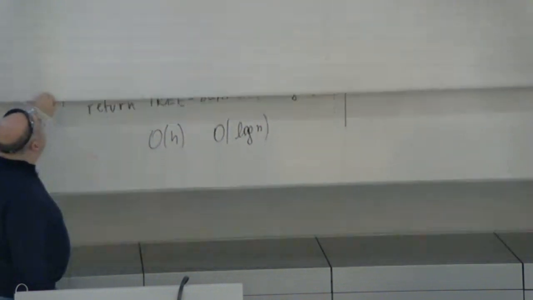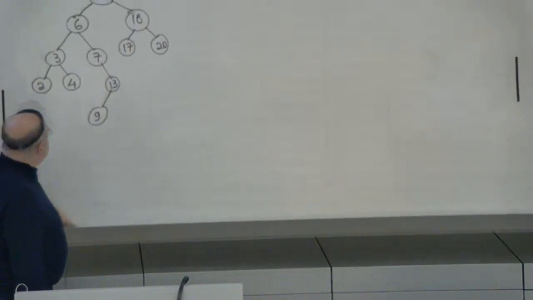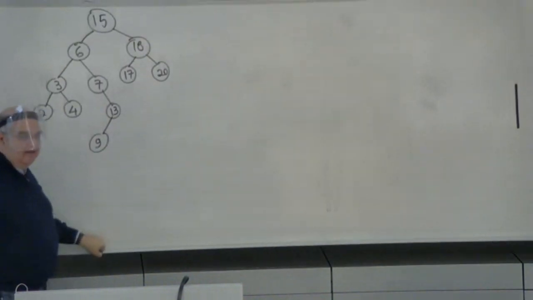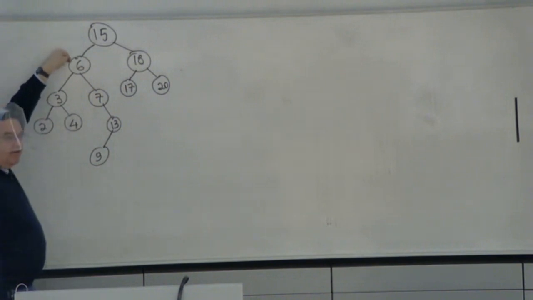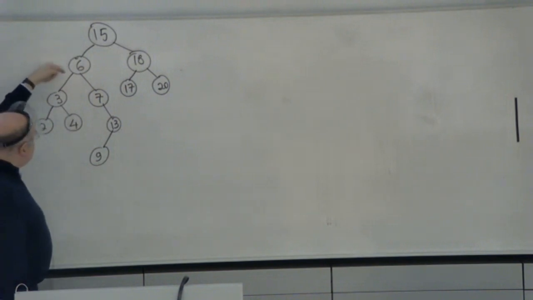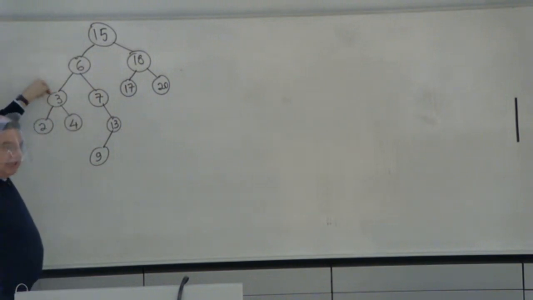So say that, for example, you are looking for, what is missing here? 5, say. Okay? So 5 is less than 15, so you move here. 5 is less than 6, so you move here. 5 is greater than 3, so you move here. 5 is greater than 4, so you should move to the right of 4.